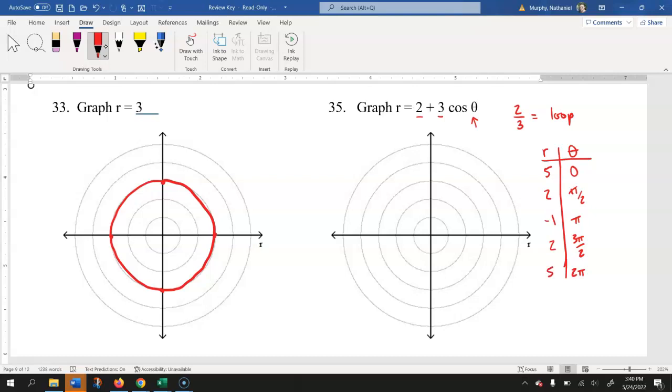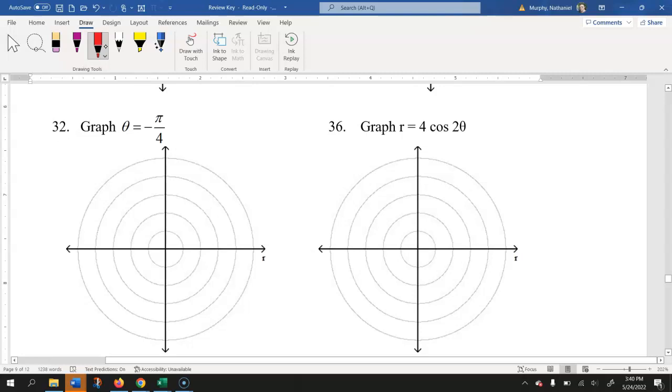So let's plot these points. So this first one, we're going to go with 0 radians, and then we're going to go out 5 units. So that would be right here. Next one, at pi over 2 radians, we're going to go out 2 units. At pi radians, we're going to go backwards 1. And then at 3 pi over 2, we're going to go down 2. And then it brings us back to where we started from. So remember, this is going to be in the shape of a loop. So it would look something like that.